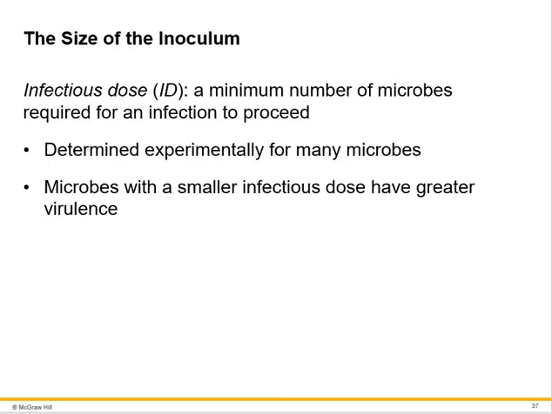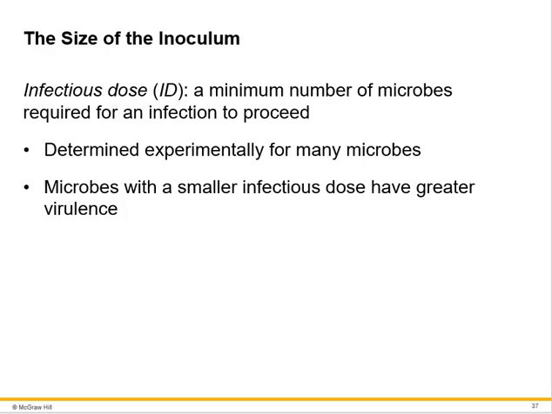The size of the inoculum is also part of this. In a previous edition of the book, they considered portal of entry and infectious dose. The minimum number of microorganisms required for an infection to proceed is called the infectious dose. It's smaller for some, bigger for others, and it's determined experimentally, but the microbes with a smaller infectious dose have greater virulence because they require only a few microorganisms.